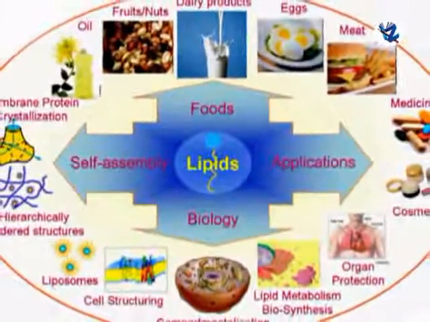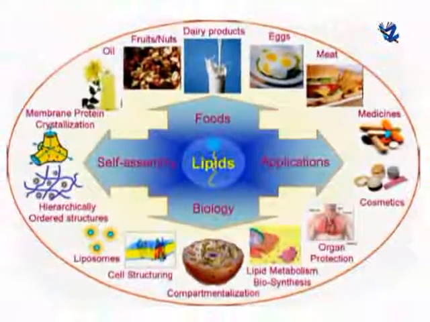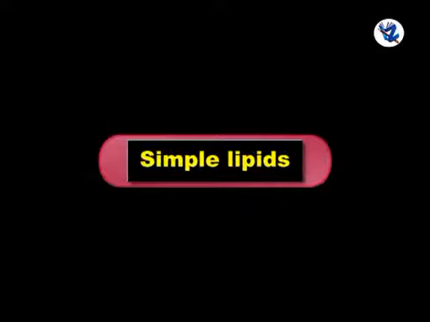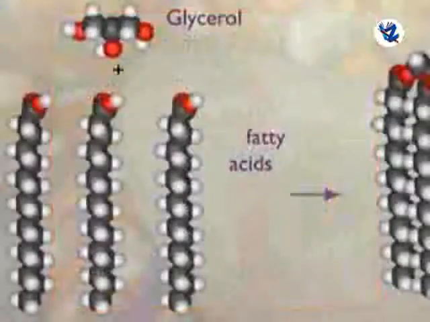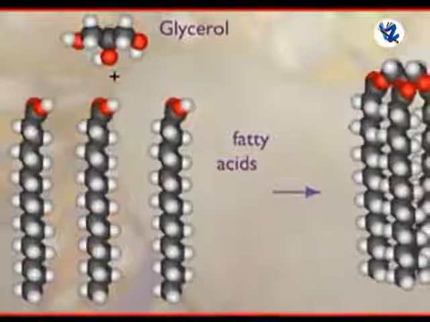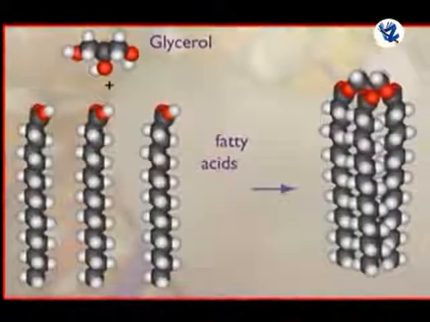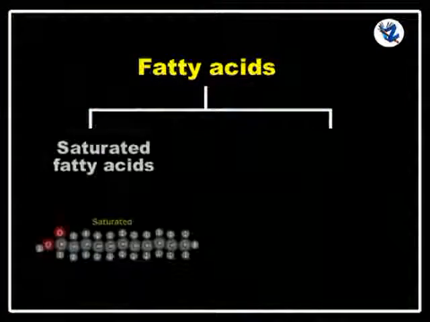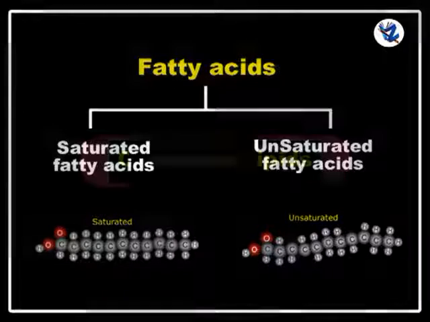Then lipids. The lipids contain two types of monomers such as fatty acids and long chain alcohols, commonly glycerol. Then classification. First one, simple lipids. These are the esters of fatty acids with alcohol. Depending upon the number of fatty acid molecules attached to the glycerol molecule, the esters are called mono, di or triglycerides. These are further classified as saturated fatty acids and unsaturated fatty acids.